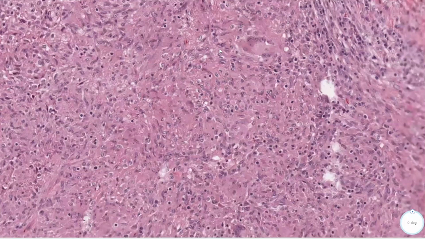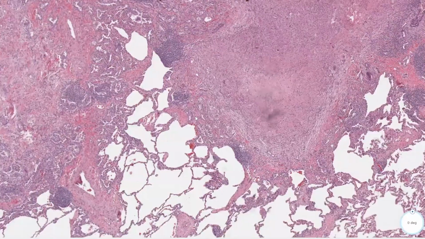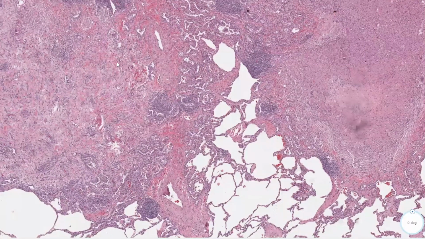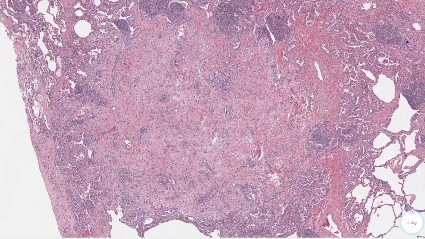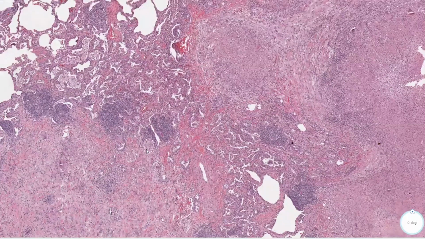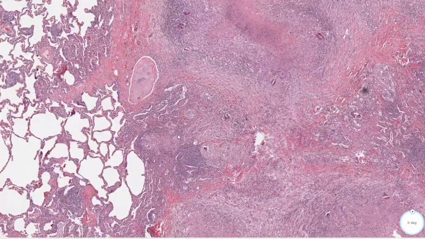The differential for this is fungal etiologies as well as sarcoid enters in the differential, but that's more classically a non-necrotizing granulomatous inflammation. You can get necrotizing sarcoid, but you would not expect to have these large areas of necrosis. Rheumatoid nodules as well as granulomatosis with polyangiitis, but we're not seeing any background vasculitis.